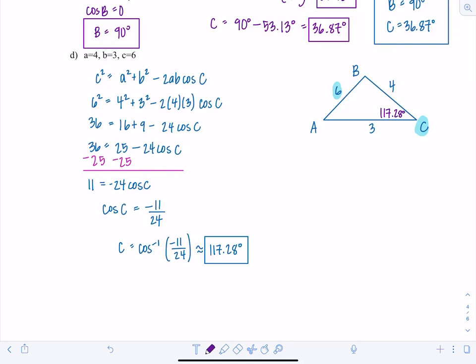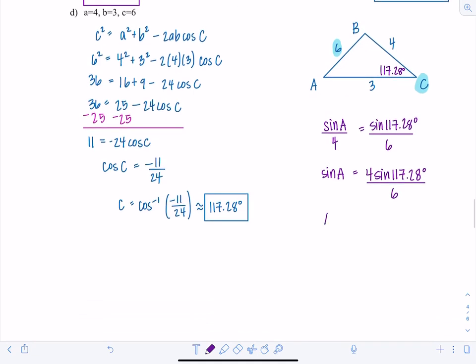So that's going to be my one and only obtuse angle, which means it doesn't really matter if I find angle A or angle B next, but I just always go for whatever I feel like. So let's do A. So sine of A over 4 is going to equal sine of 117.28 over 6. So sine of A is going to equal 4 times sine of 117.28 degrees divided by 6.